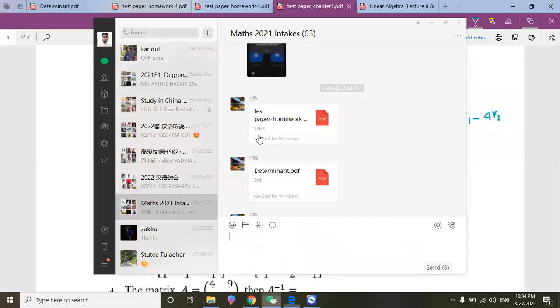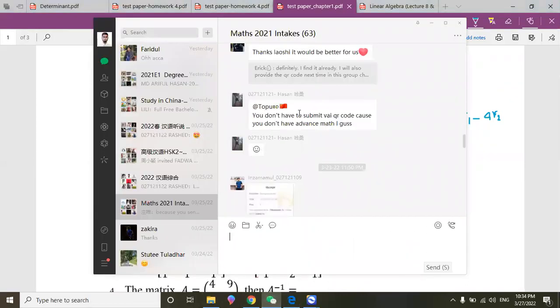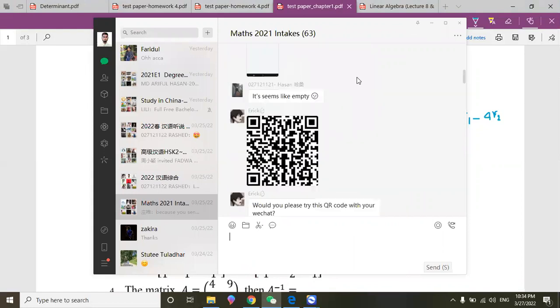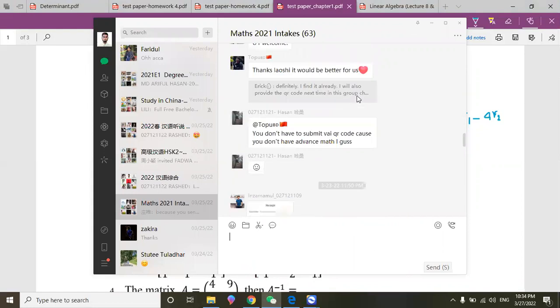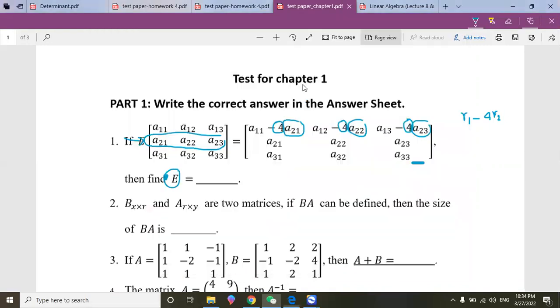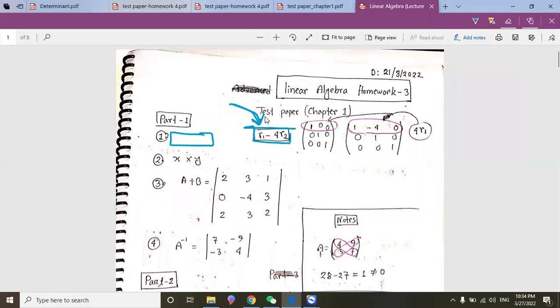So our teacher was too fast. I couldn't write down the correct answer. I'm not sure where her note is. Okay, so I think the answer will be R1 minus 4 into R2. I think so, but I'm not sure, because maybe I skipped this part. Our teacher was too fast, that's why I couldn't write down this part.